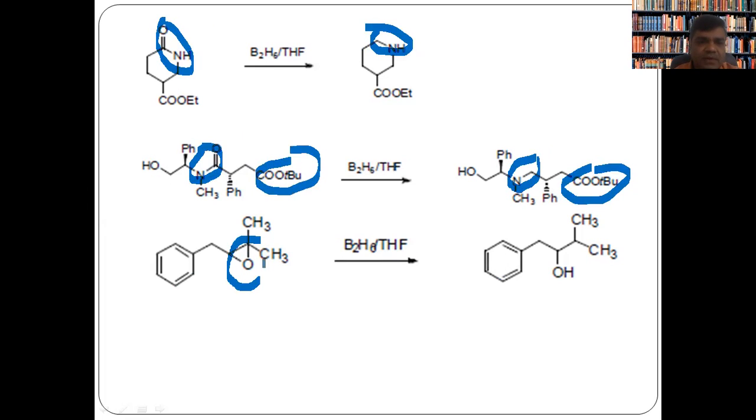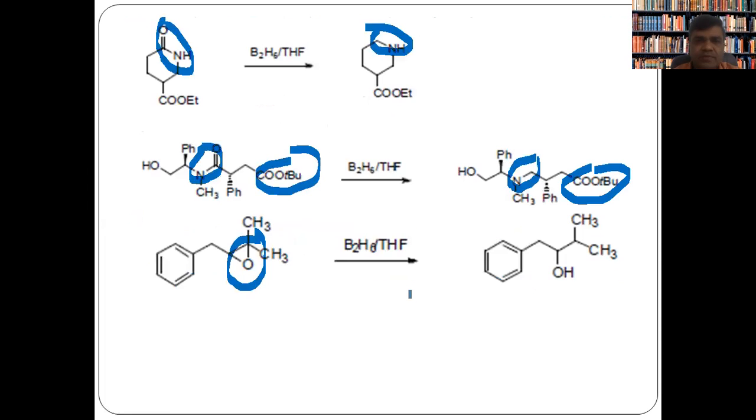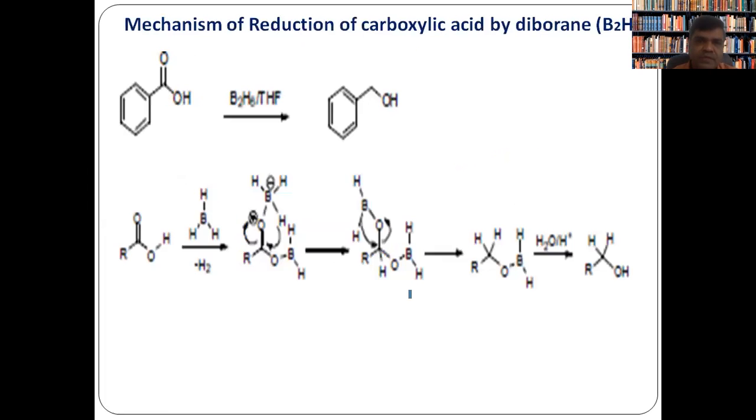This is the epoxide ring opening reaction. Here the epoxide ring is open, and we get the secondary alcohol. Okay, so all this we have discussed in the earlier lecture. Today we are going to discuss the mechanism of all these conversions. See, this is the conversion of carboxylic acid to primary alcohol, CH2OH. How it takes place, let us see.